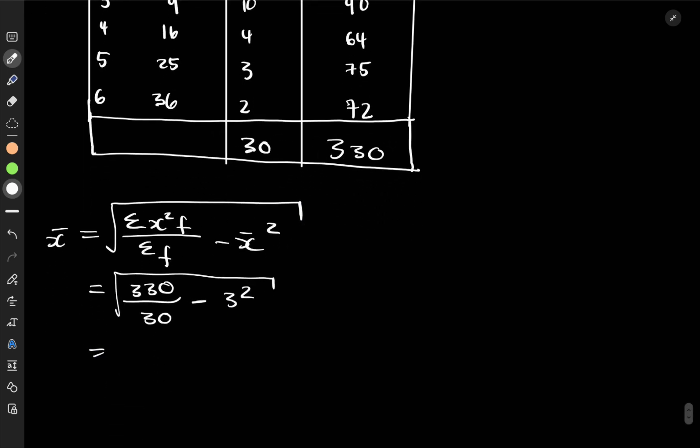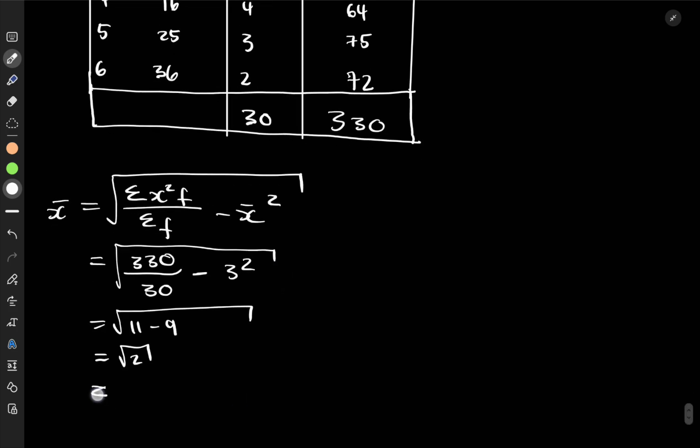Now let's go ahead and do it. 330 divided by 30, we get 11. So it's the square root of 11 minus 9, because 3 squared is 9. The final answer will be the square root of 2, which is 1.41. So the standard deviation is 1.41. This is the standard deviation, and you have your final solution, and you are done.